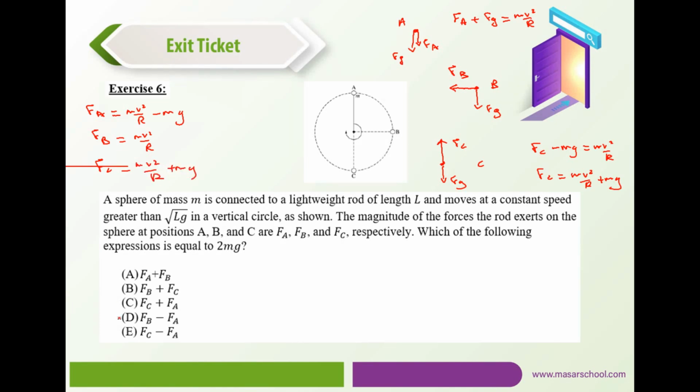And if you try all of these combinations, Fc minus Fa would be mv square over r plus mg minus mv square over r minus mg. This would cancel. Mg minus mg would add up to 2mg, and the correct expression would be E.